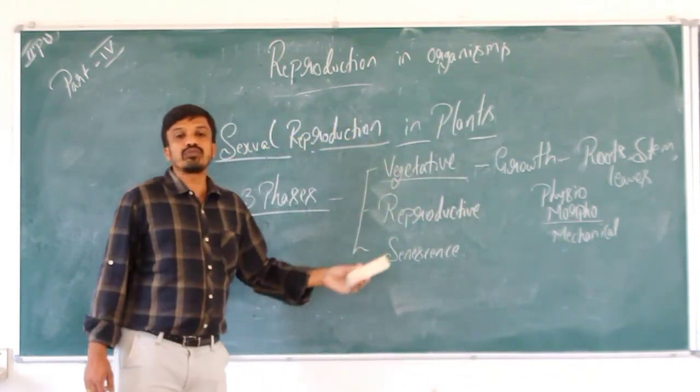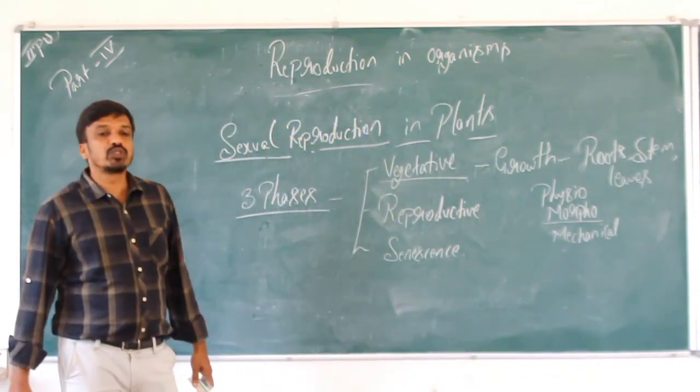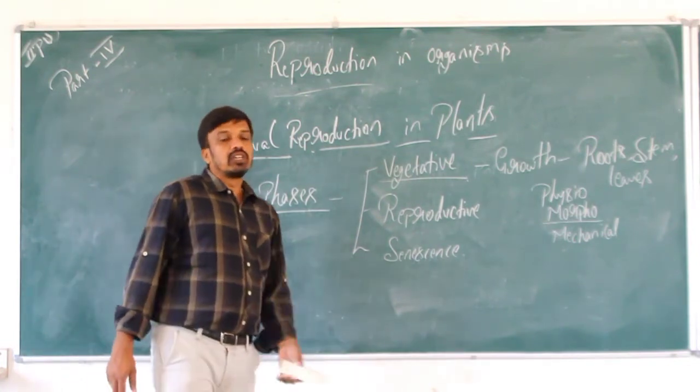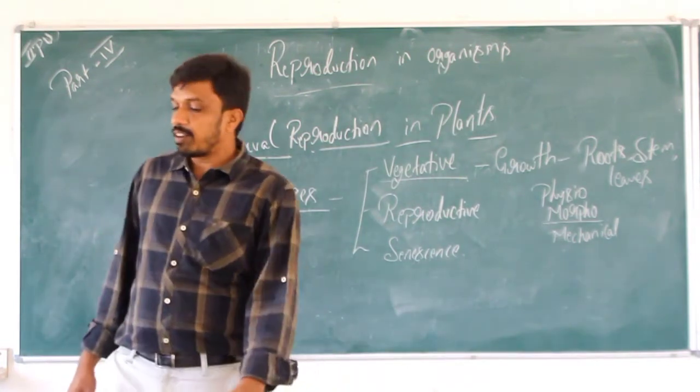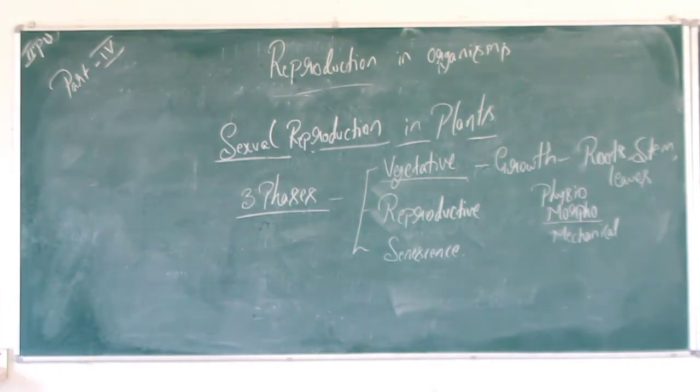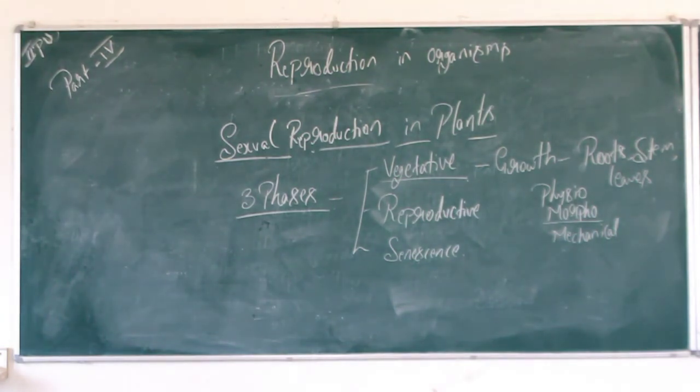So the vegetative phase is different from species to species. The vegetative growth is different from species to species. It is regarding the vegetative phase. Next, coming to the reproductive phase.